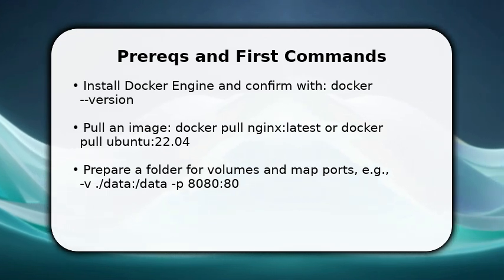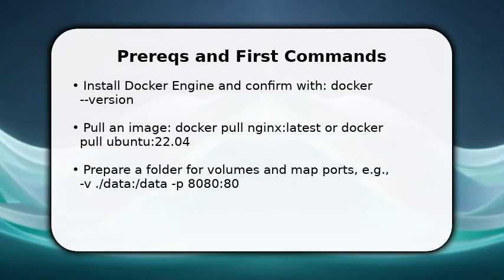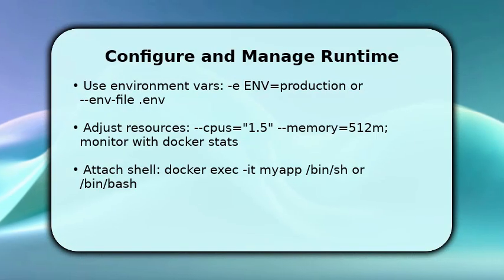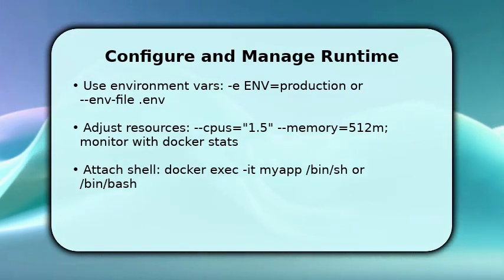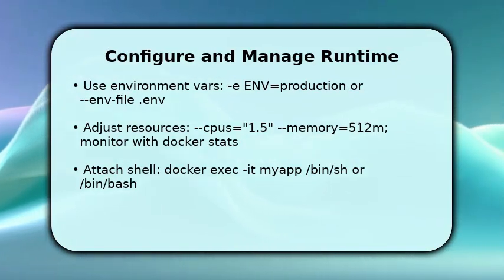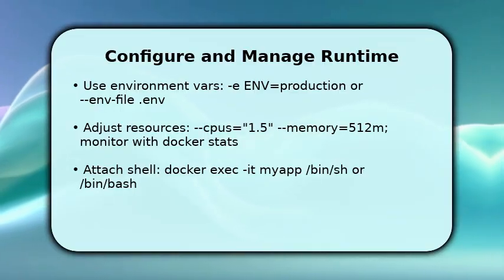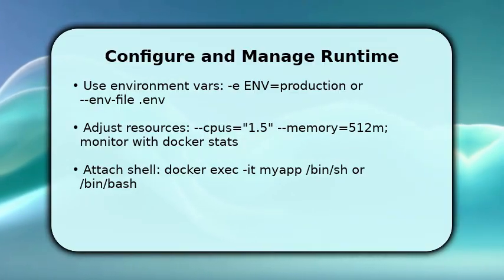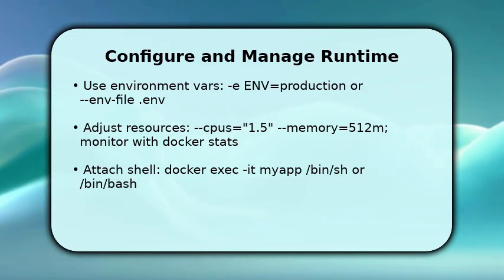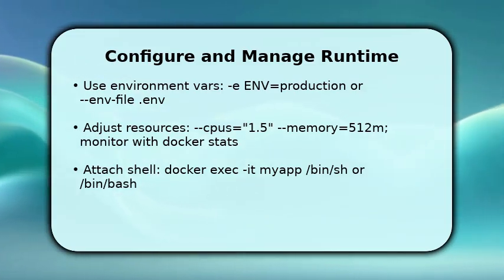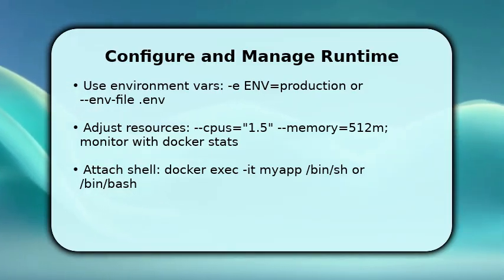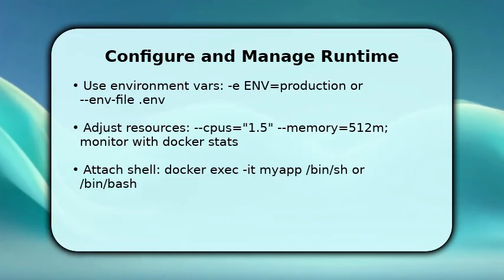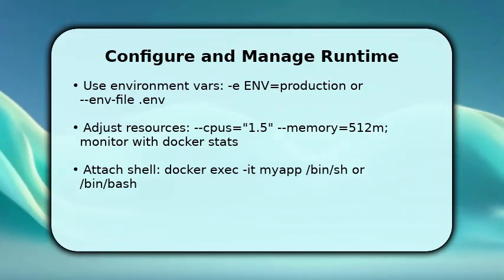Once the container runs, configure its environment and resources to match production needs. Pass variables with -e or an env file, and constrain CPU or memory using the --cpus and --memory flags so you avoid noisy neighbors. If you need to inspect or fix things, run docker exec myapp /bin/bash to open an interactive shell and explore files or processes. Also monitor live resource usage with docker stats to spot bottlenecks.